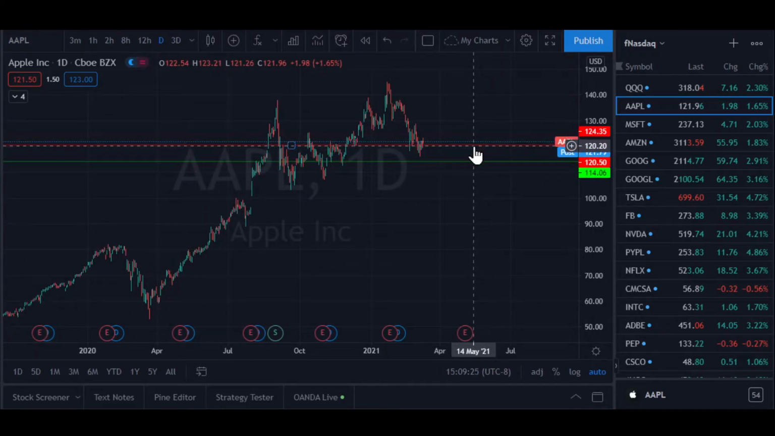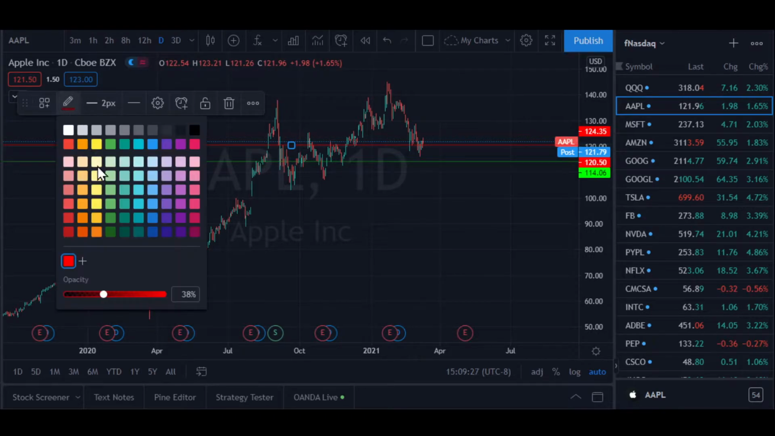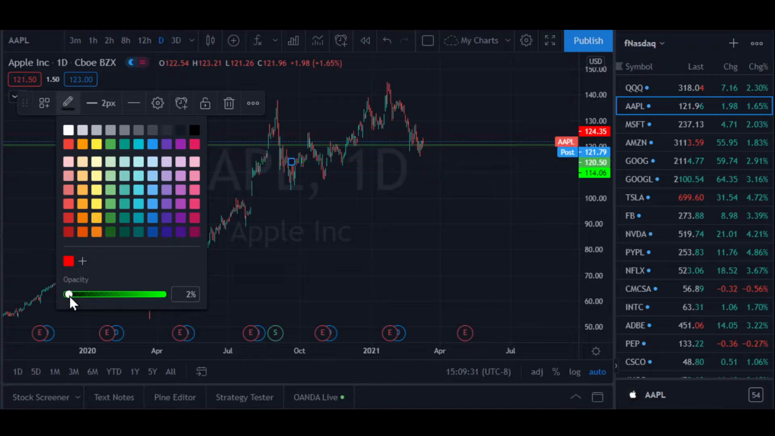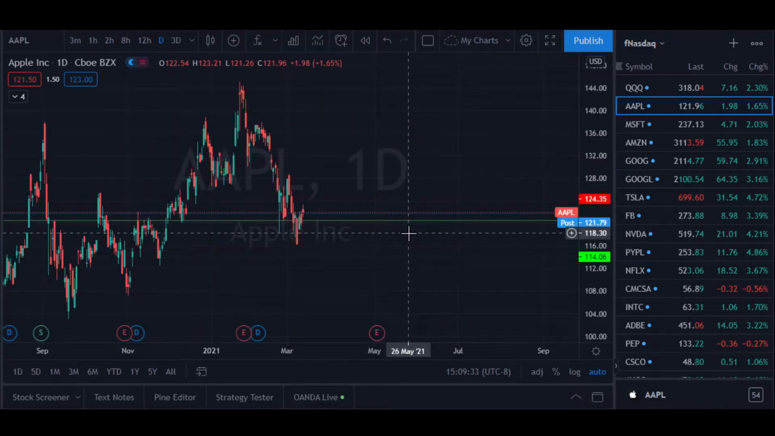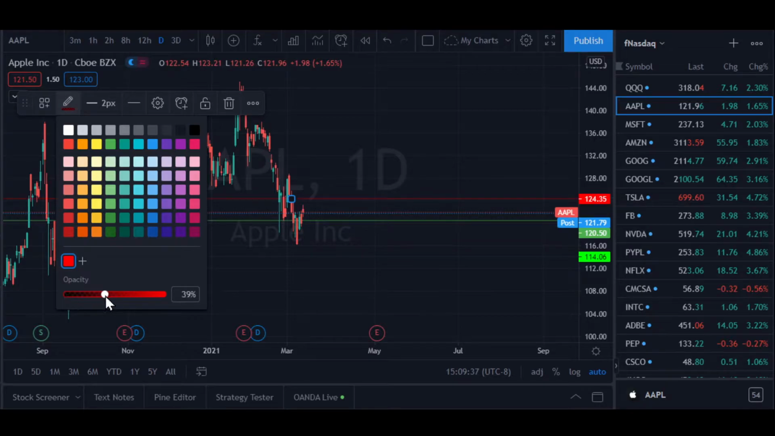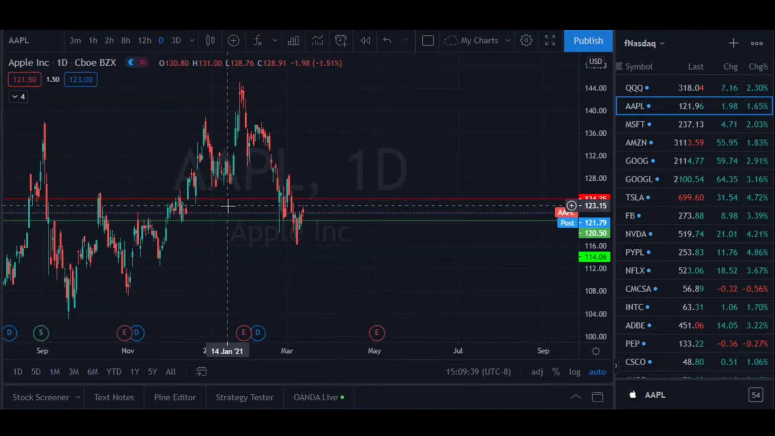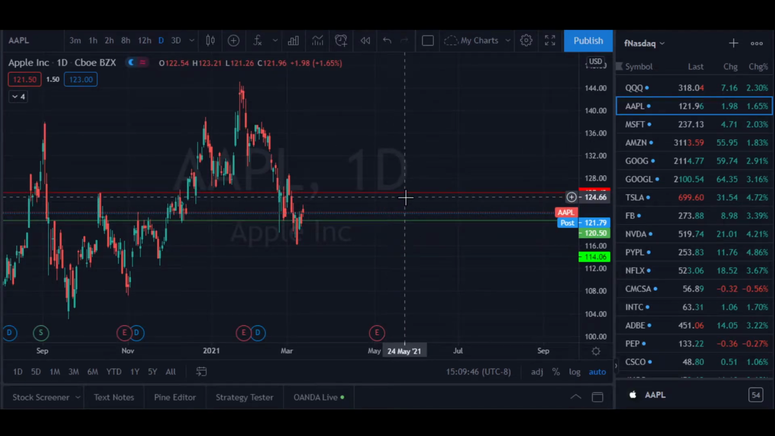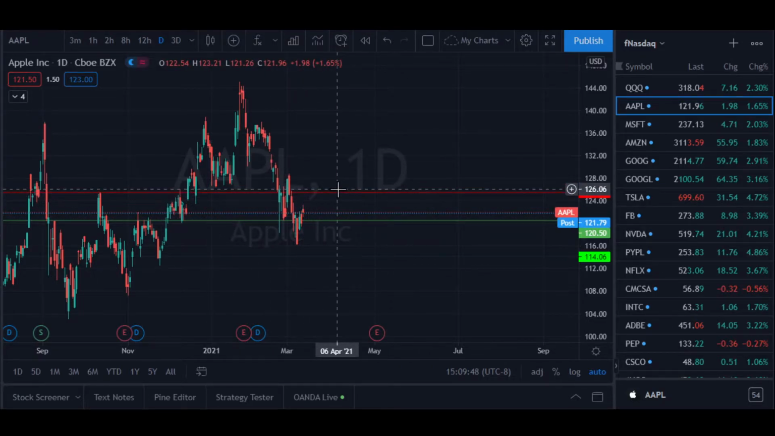I actually need to change this red line to green because I mark green with support, and I'm going to make this one in the background more so that it's not as obstructive. And then this one is the next resistance line I'm looking at, and I actually probably could move this up a little bit, and I'll explain why in just a moment. And I'm going to bold it so that I know where the resistance is.